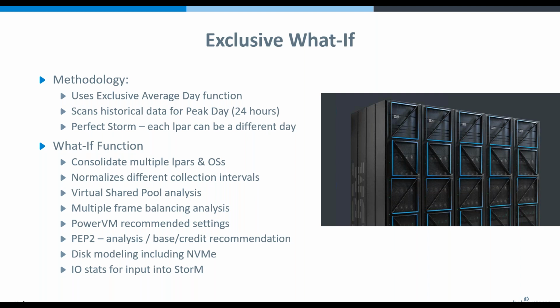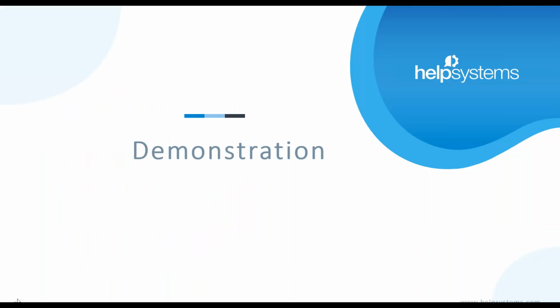And don't forget about disk, and that includes NVMe technology and IO stats. If you're going to external disk, IBM uses something called the storage model, or STORM for short. We can certainly feed that technology the data, like ops per second, megabytes per second, and all that kind of stuff. So it's not just about CPU. It's about memory and disk, and it's like the whole system, right?